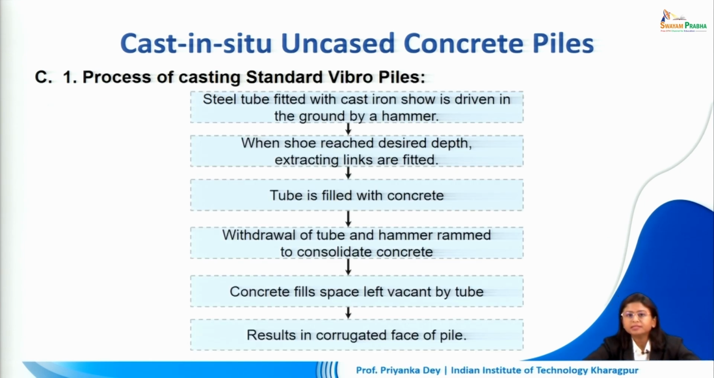So how do we make the standard vibro pile? The steel tube is fitted with a cast iron shoe and driven into the ground with the help of a hammer. When the shoe reaches the desired depth, we then fill the tube with concrete and we gradually withdraw the tube, hammering in to consolidate the concrete. Eventually the concrete gets filled in without any vacant space in between, and finally we remove the entire tube and we have a corrugated face of the pile. So it will work very well as a friction pile as well.